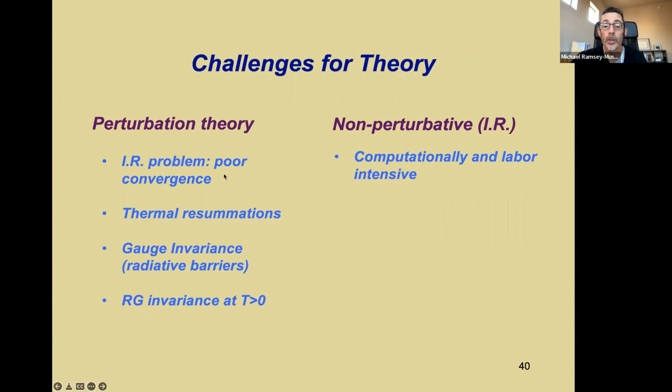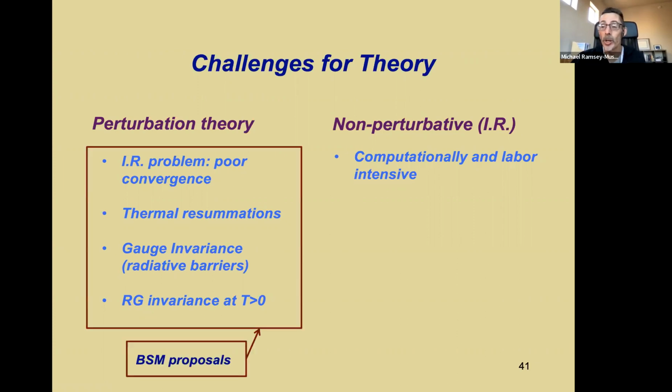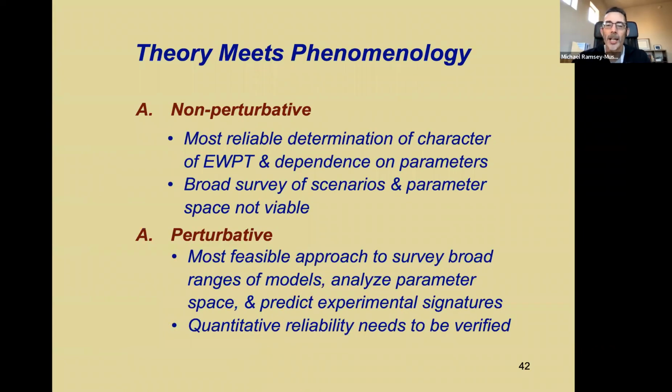And all of those issues in principle can be solved by carrying out non-perturbative calculations. In particular, this IR problem gets resolved. The challenge is that doing lattice calculations is computationally intensive. And so we seem to be sort of stuck, because most people who work on BSM proposals use perturbation theory, which is fraught with all of these issues. So another way to put what I think is the challenge is that I call this theory meets phenomenology. The most reliable way to do things is non-perturbatively, but it's really impractical to do a broad survey of models and scenarios. The way to do the latter is to use perturbation theory, but certainly due to these issues, the quantitative and it turns out even qualitative reliability of perturbation theory needs to be assessed.